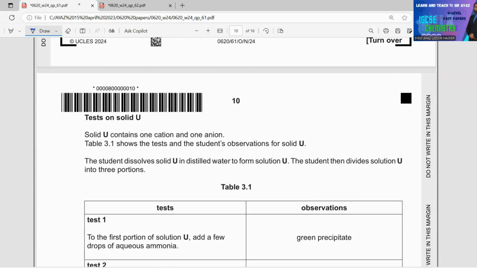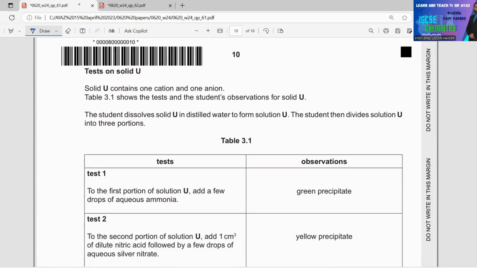Test on solid U. Solid U contains one cation and one anion. So they are talking about solid U. It's containing only one cation and one anion. Table 3.1 shows the test and the student's observations for solid U. The student dissolves solid U in distilled water to form solution U. The student then divides solution U into three portions.